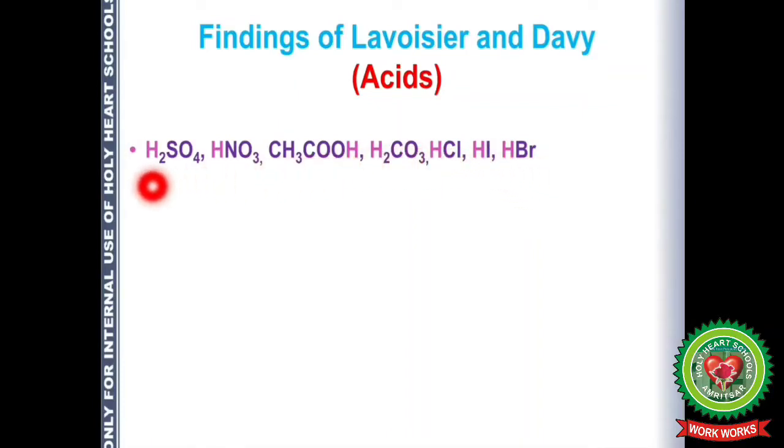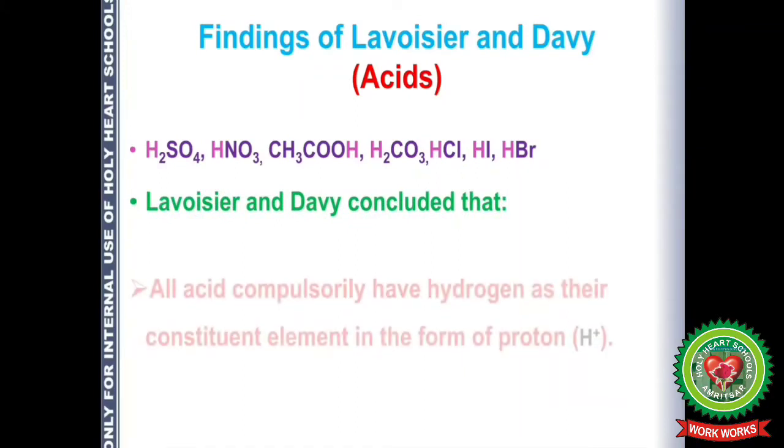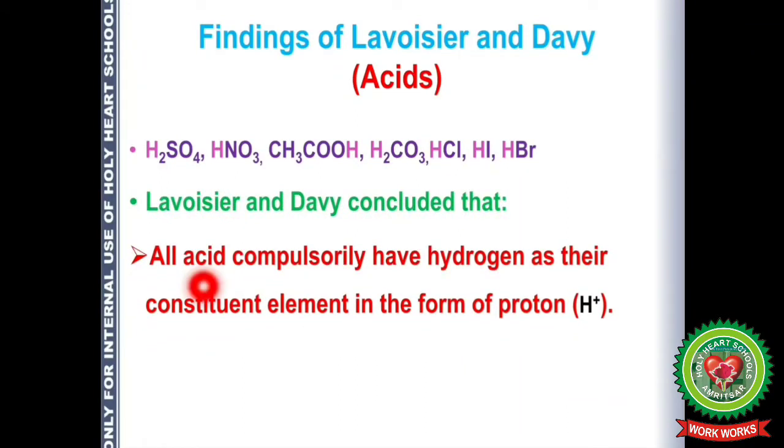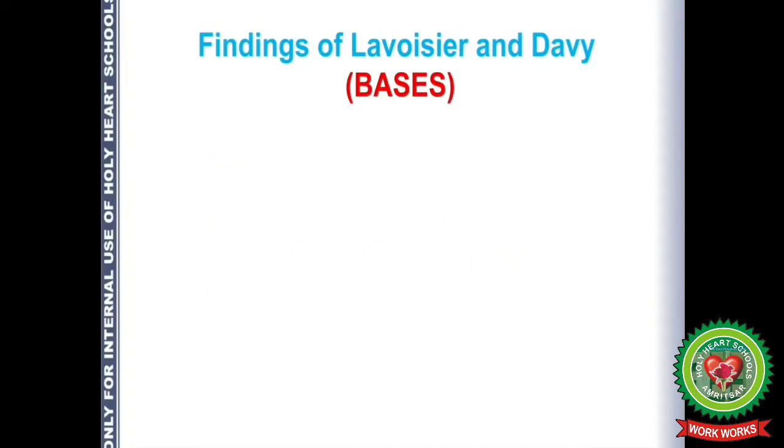When we see all these acids, we see that the common element here is hydrogen. So with this, Lavoisier and Davy concluded that all acids compulsorily have hydrogen as their constituent element in the form of proton, that is H positive, that every acid has hydrogen in its structure. For bases, let's first take some examples.